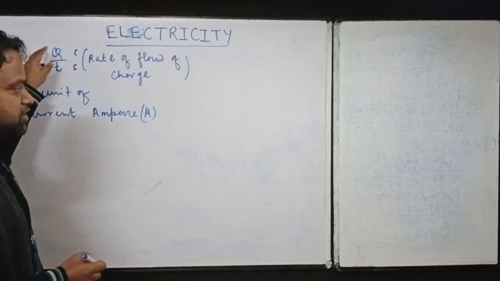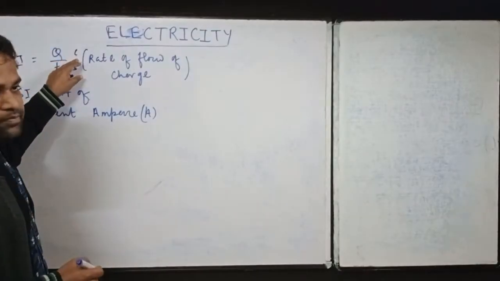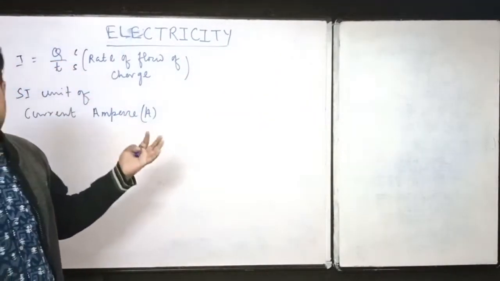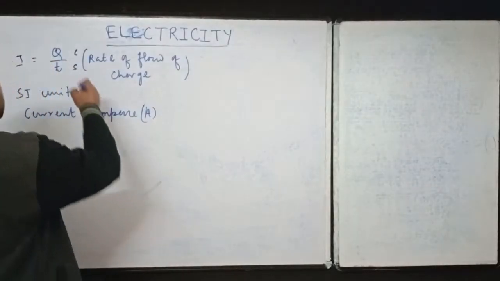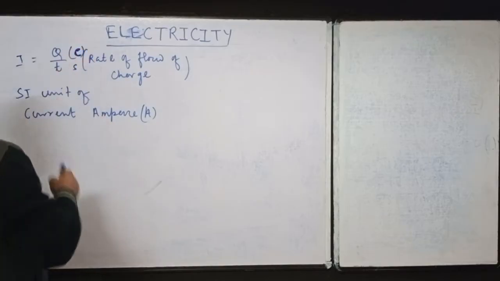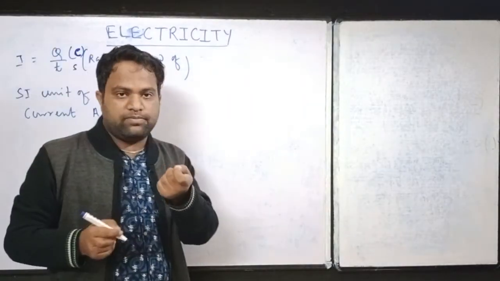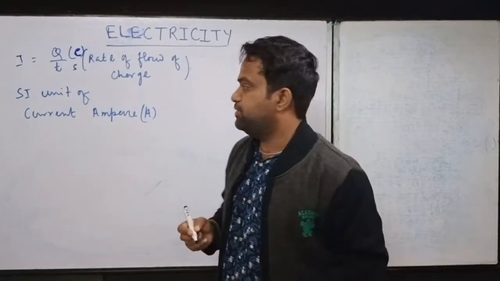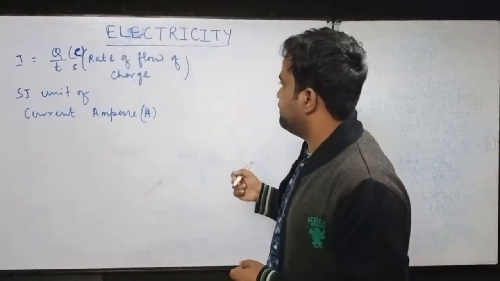Now Q is the charge and its unit is coulomb. Coulomb is the name of a scientist, so according to his name, C is taken as the unit of charge. You should remember these things, as one mark short questions may come in the board exam.